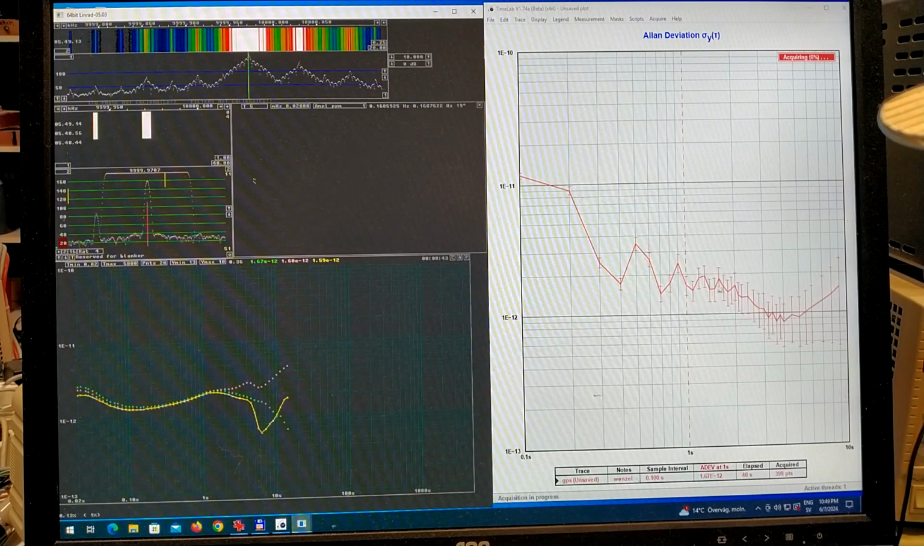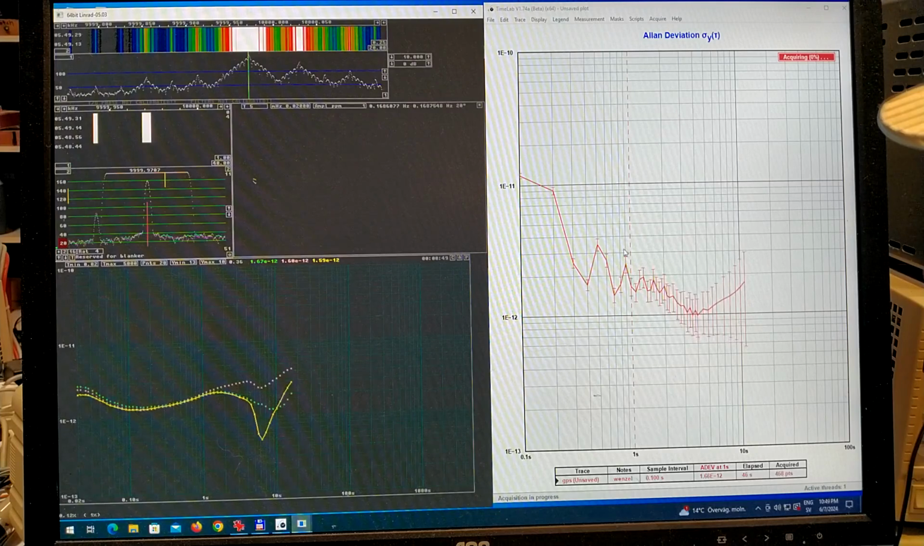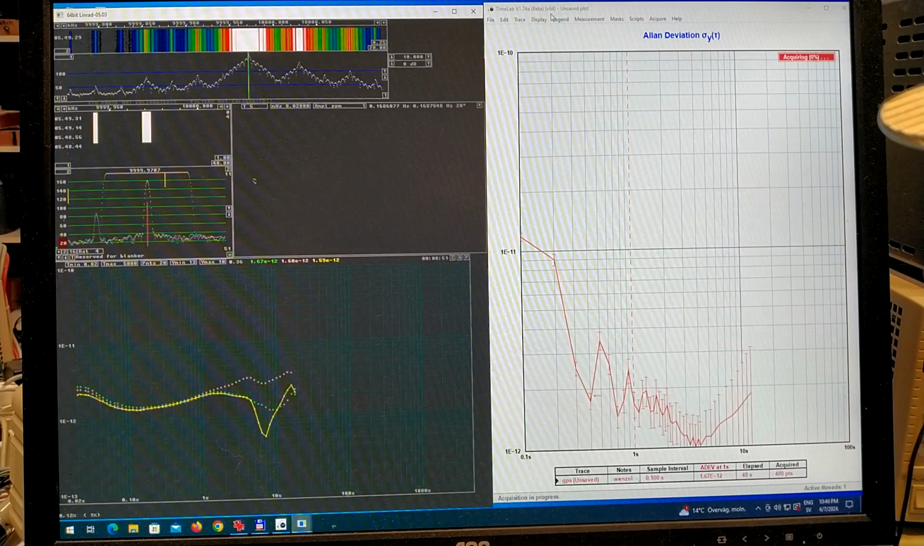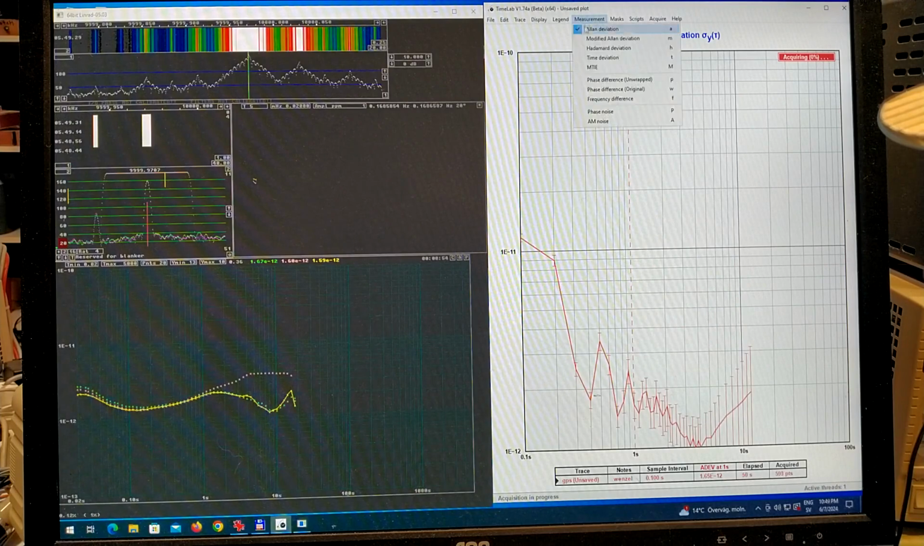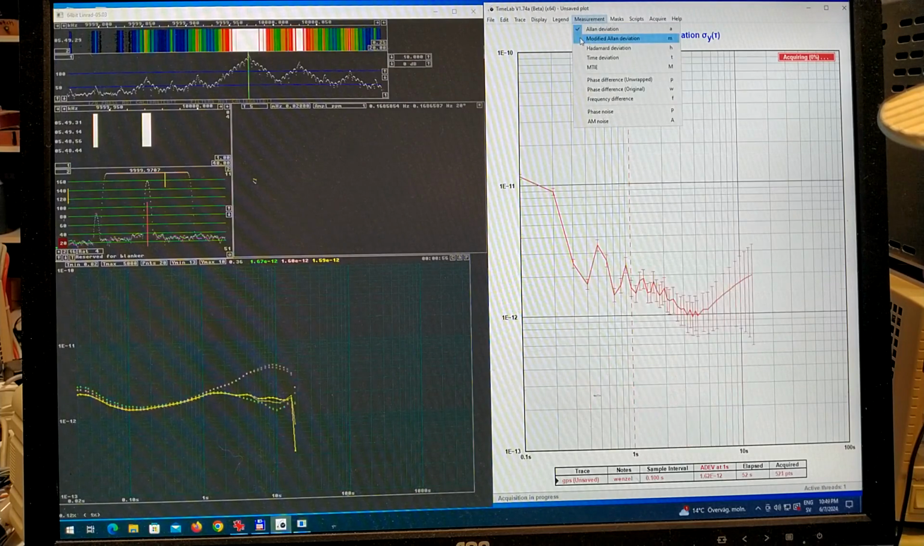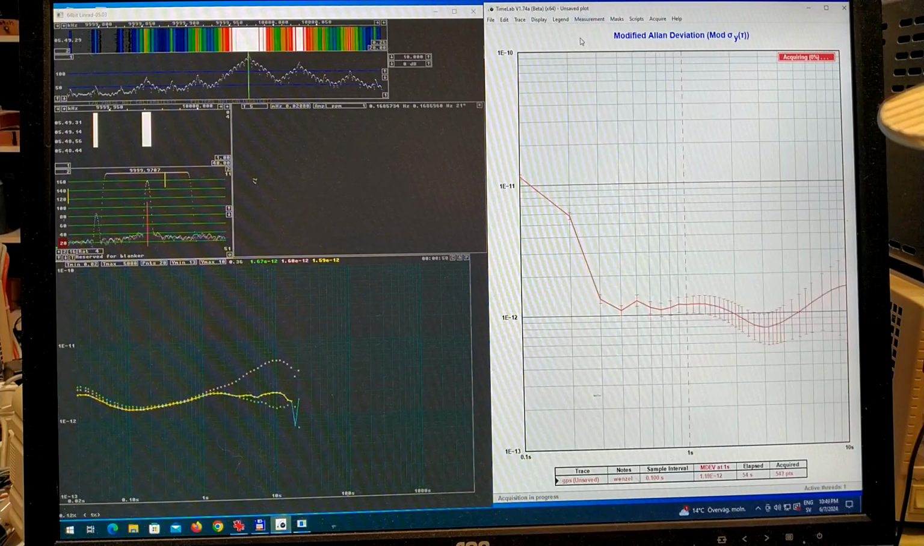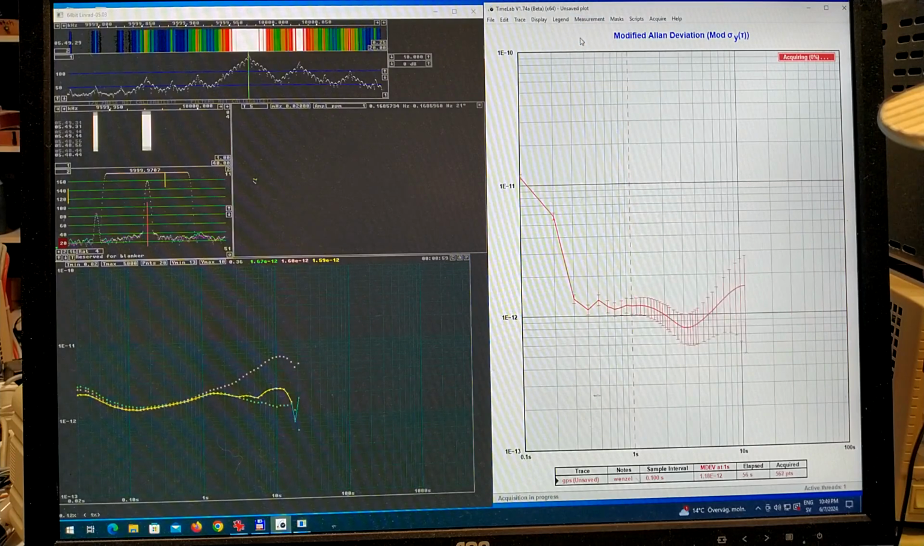I know that this up and down is caused by the quantization noise, so it is reasonable to use modified Allan deviation to remove that. And then it looks like this. And it goes down to 10 to minus 12 from 0.3 Hertz.